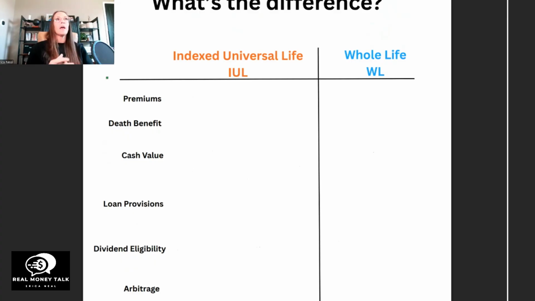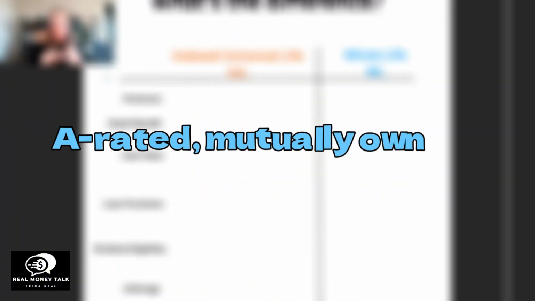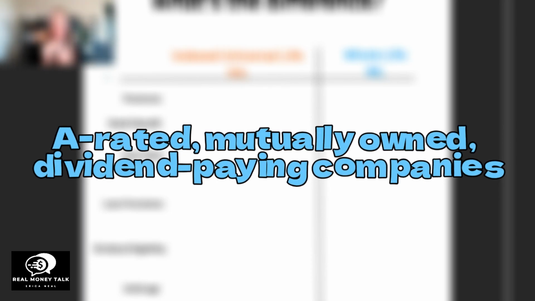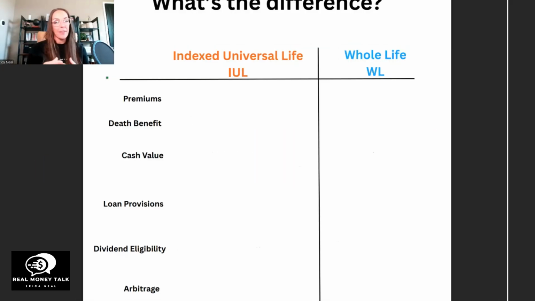Number one, I'm an authorized infinite banking practitioner. And so when I am writing a policy that is specific for infinite banking, being an authorized practitioner means that we only write policies for infinite banking that are whole life policies issued by A-rated, mutually owned, dividend-paying companies. It is very, very specific about the type of policy and company we use because of all of the characteristics and the guarantees built into these types of assets.